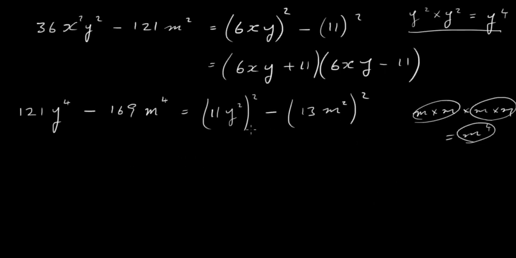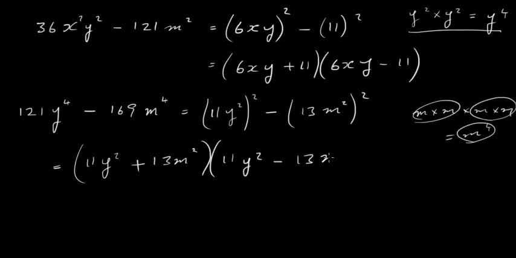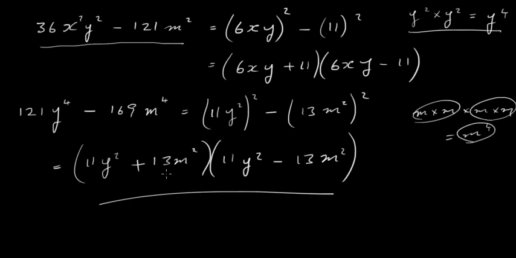Okay, so now we've got two terms squared here, and subtracted. So that's the difference of two squares. So we write the first term, which is 11y squared. We subtract, or well, we'll add, it doesn't really matter which way you do this, but 11y squared, add the second term, which is 13m squared. Multiply that by the first term, which is 11y squared. Now we're going to subtract the second term. So this here then is what we get when we factorize this expression here. So if we multiply these two brackets out, we will get this here.